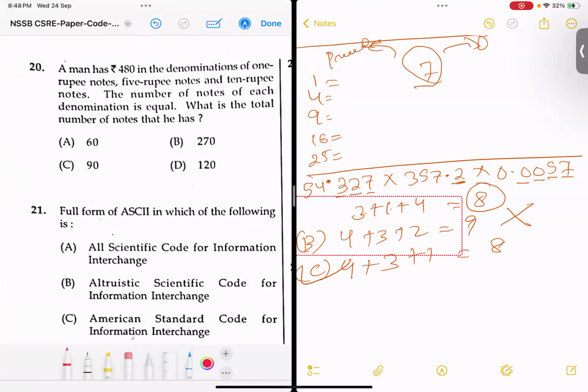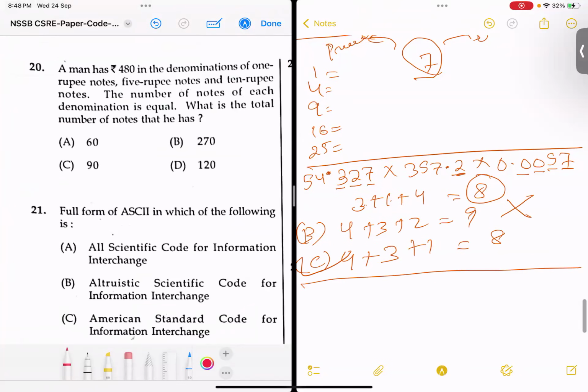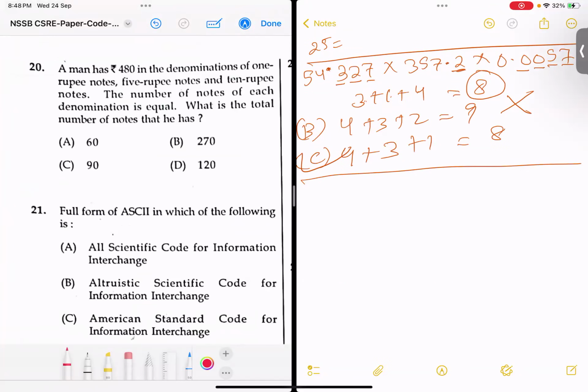Question number 20. A man has 480 rupees in the denomination of 1 rupee note, 5 rupee note, and 10 rupee notes. The number of notes of each denomination is equal. What is the total number of notes?